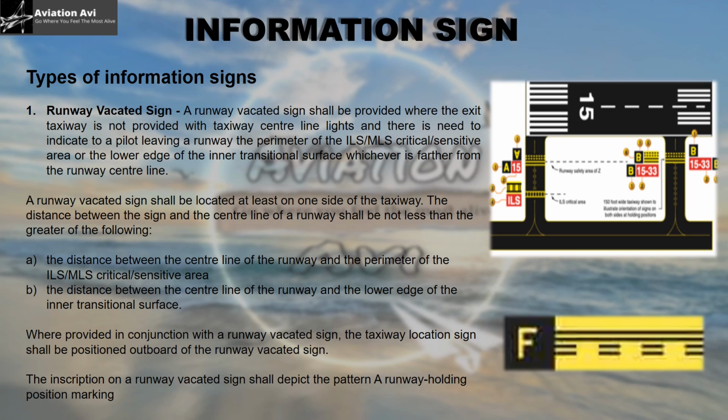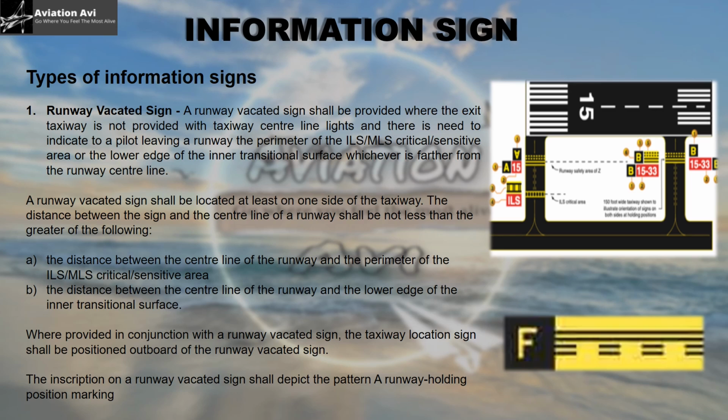So which means, let's say this is taxiway Bravo. How can you tell this is taxiway Bravo? Because you see the location sign here, the one with black background and yellow inscription. So you are on taxiway Bravo, and let's say this allows an exit on this particular runway. In case this particular runway is not served with taxiway centerline lights, in that case it is mandatory, it is a shall, that a runway vacated sign shall be provided on this particular taxiway.